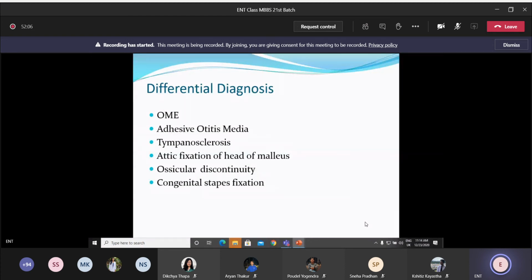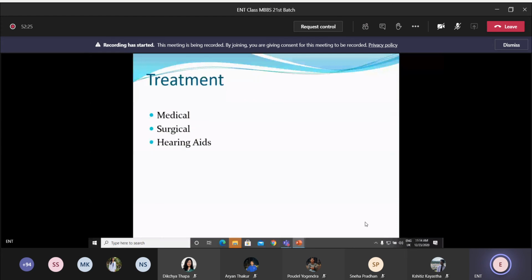So you have to explain to the patient that once we open up and look into the middle ear, if it's something else, we would not be putting the Teflon piston and doing the full surgery. We might have to close it and leave it as it is. So these are the differential diagnoses. Now look at the treatment. There are 3 types of treatment that you can do. One is medical, another is surgical, and number 3 is for people who do not want to undergo surgery. They can wear hearing aids and it works well.